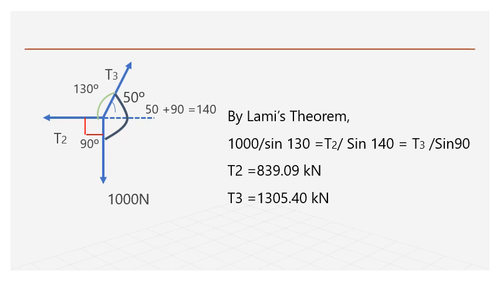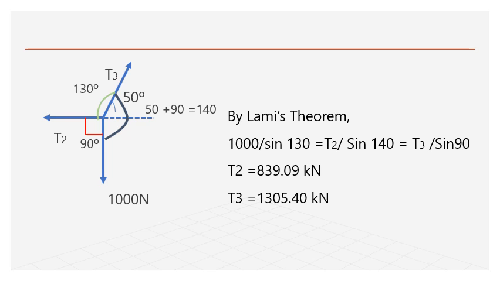The other two forces are T3 and 1000 Newton. T2 by sine of the angle between the other two forces, that is 140, should be equal to T3 by sine 90. That is the angle between the other two forces, T2 and 1000. See, we have got the same answer, 839.09 for T2 and 1305 for T3. So we can solve the problem either by using the conditions of equilibrium or by applying Lami's theorem.